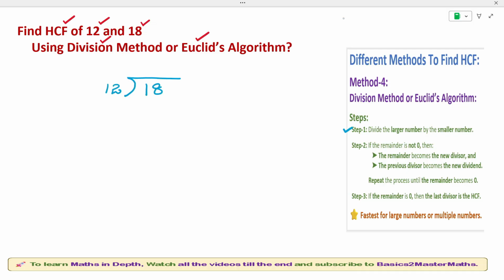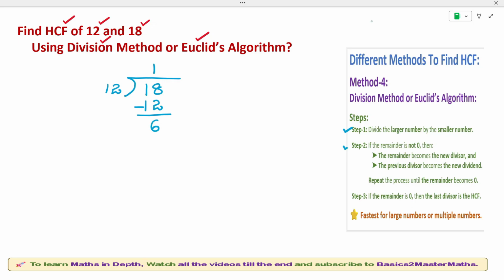Step 1. Divide the larger number by the smaller number. In this case, when we divide 18 by 12, we get 1 as the quotient and 6 as the remainder.